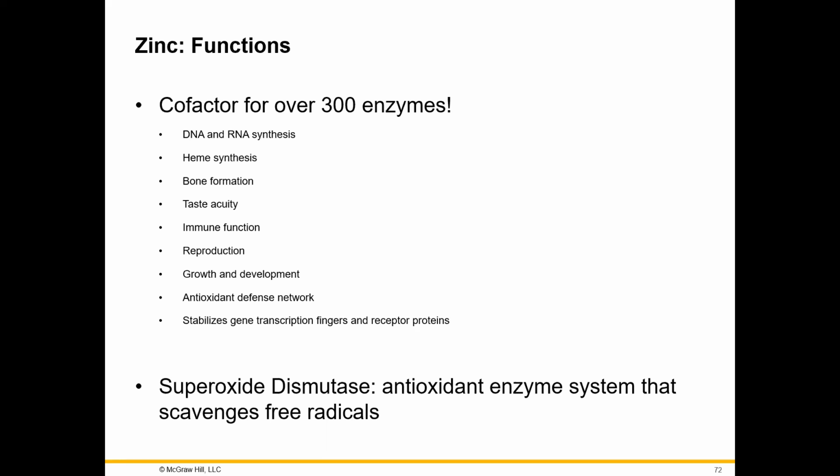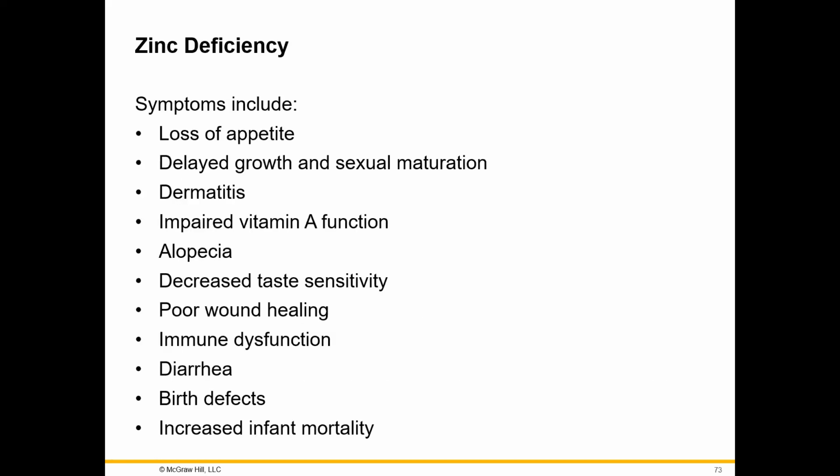Why is zinc so important? It's an important cofactor for over 300 enzymes. Just one I'll talk about is superoxide dismutase. That's an enzyme system that helps the body eradicate free radicals. Free radicals can damage all kinds of tissues, so it's very important that we have superoxide dismutase. And if you don't have zinc, you can't have that. So that's why it's so important that you take in a proper level of zinc.